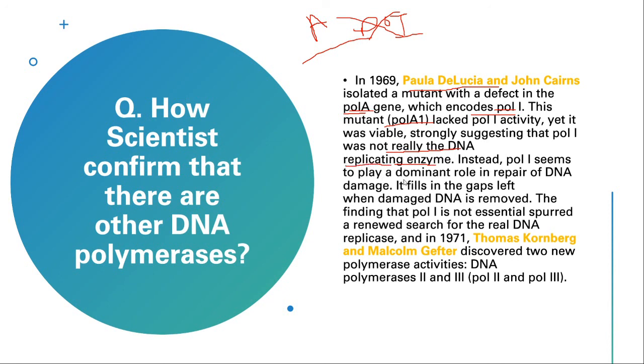Instead, Pol I seems to play a dominant role in the repair of DNA damage. It fills the gaps when the damaged DNA is removed. The finding that Pol I is not essential sparked a renewed search for the real DNA replicase. And in 1971, Thomas Kornberg and Malcolm Gefter discovered two new polymerase activities, DNA Pol II and DNA Pol III.